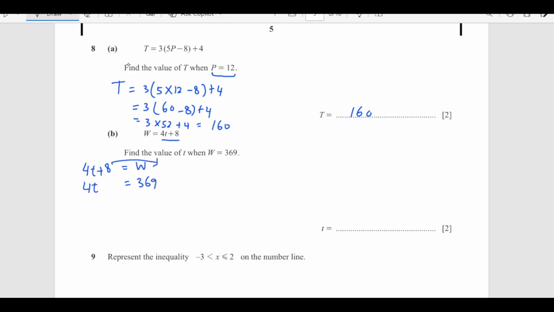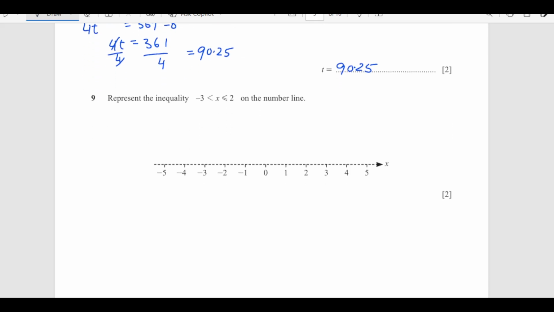Now we can shift 8 to the other side. So this will give us 361, and we have 4t here. Divide by 4 on both sides. So we are going to get 90.25. These calculations you can do directly with your calculator, it can be done in one go.